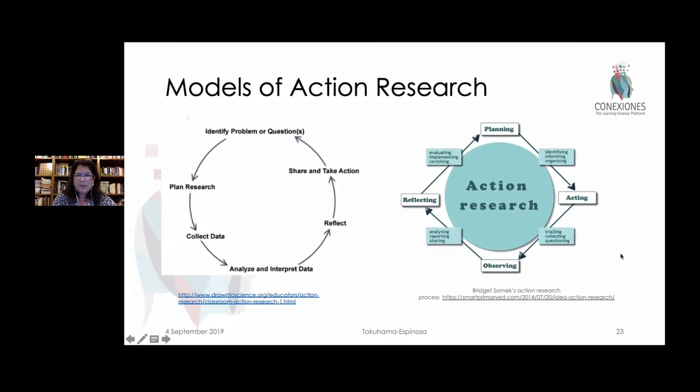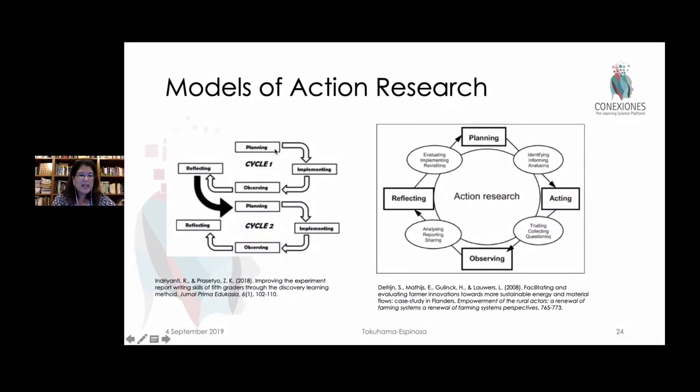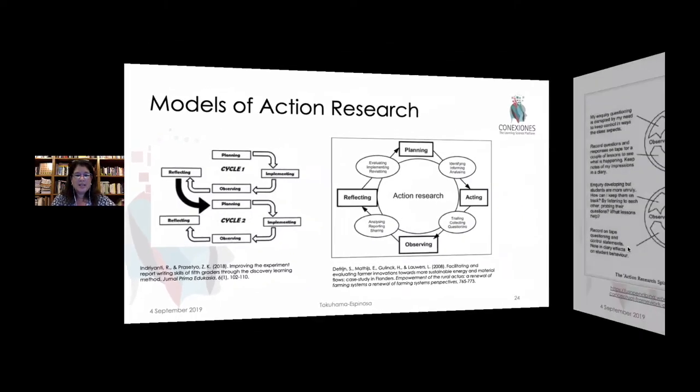Other models are very, very similar. The biggest difference here is that the arrows go in different directions. So you identify a problem, you plan the research, you collect the data, you analyze, you reflect, you share this, you take action, and then you have a new problem. That's the way it goes, right? But these four key stages of planning, acting, observing, and reflecting are basically the classic steps of action research, right? So we plan, we implement or act, we observe what happens, we reflect on this, and then we start again. We plan, we implement, we observe, we reflect, right? Plan, act, observe, reflect. All of this is basically an ongoing process, right?